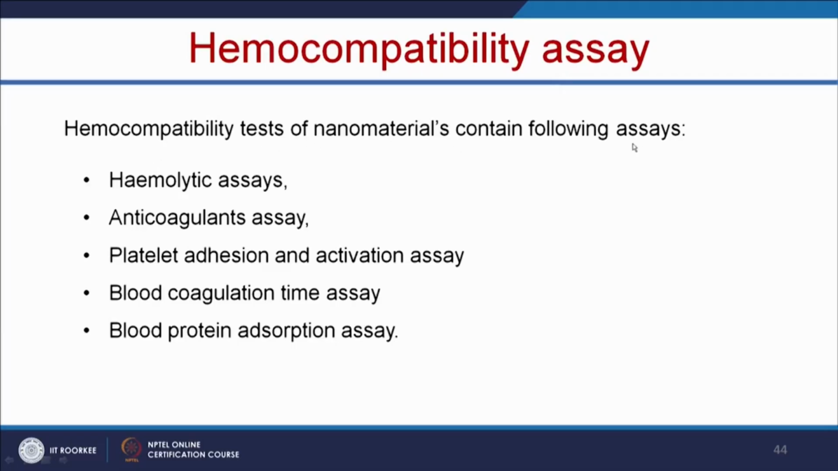The hemocompatibility test of nanomaterials contains the following assays: the hemolytic assay or anticoagulant assay, platelet adhesion and activation assay, blood coagulation time assay, and blood protein adsorption assay.